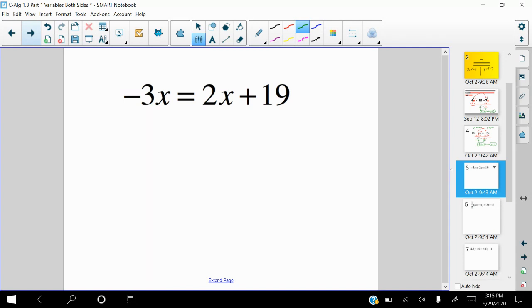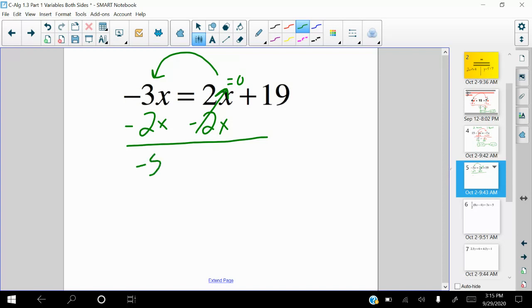Well, I see I have one term on the left-hand side. I have two terms on the right-hand side. I see variables on both sides of the equation, so I need to choose which side of the equation I want to get my variable on. Well, I'm pretty much forced to send this 2x over to the other side. To do that, I have to subtract 2x on both sides, because this now goes to 0. Negative 3x minus 2x is going to be negative 5x is equal to 19.